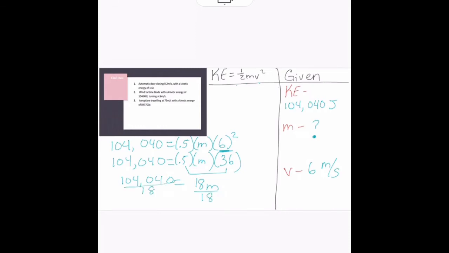Oh no, I'm running out of space. Okay. Anyway, so divide both sides. So I have 104,040 divided by 18 equals, and I end up with, let me change the color so you can actually see this, you end up with 5,780 as my mass. And this right here is your answer for mass.